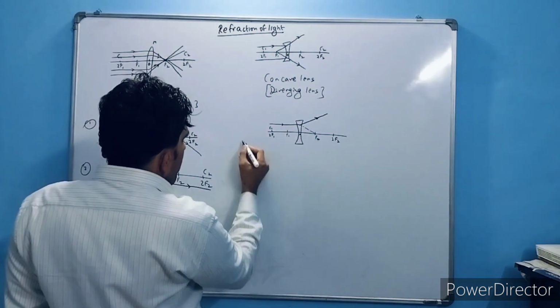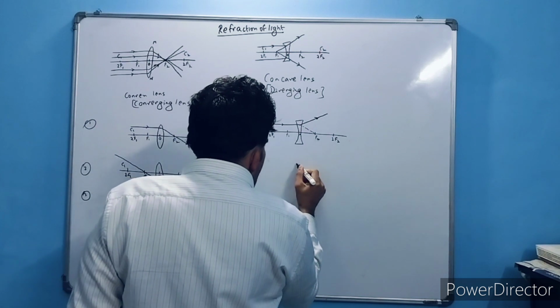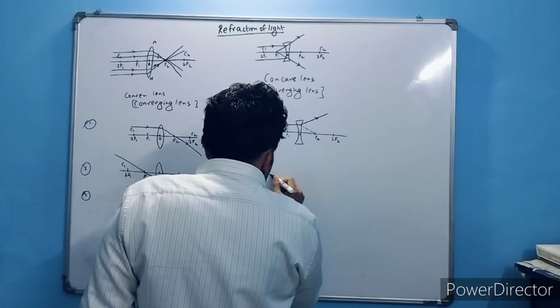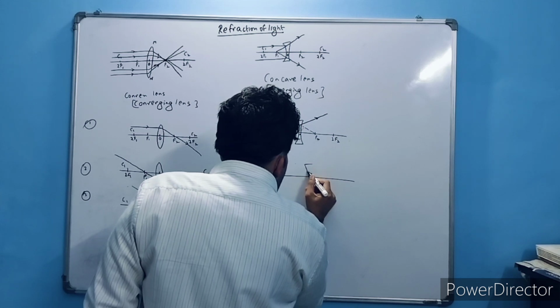Now the second one: how we can show which principle it works on. First of all, draw a line, then try to draw the lens.